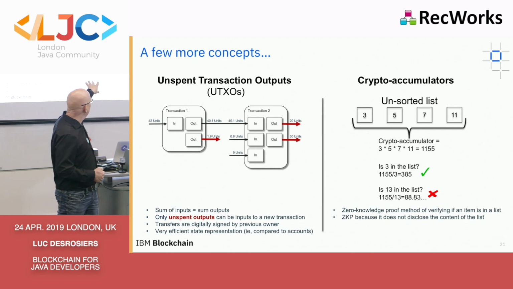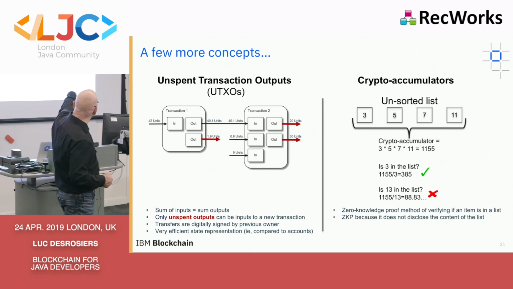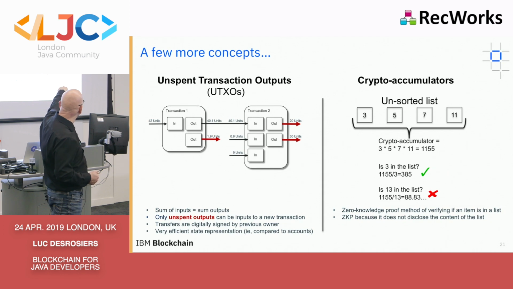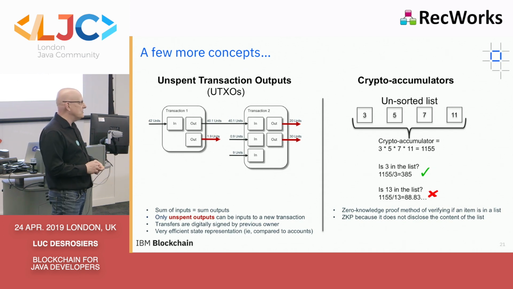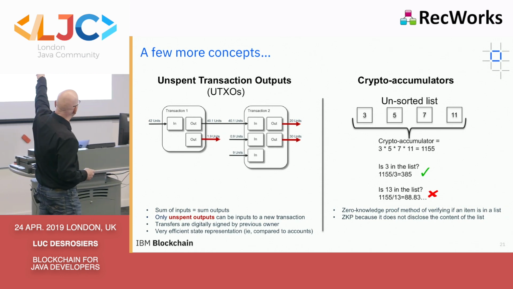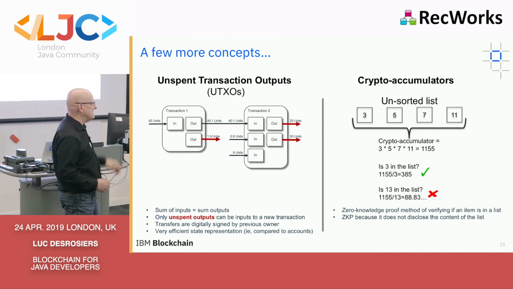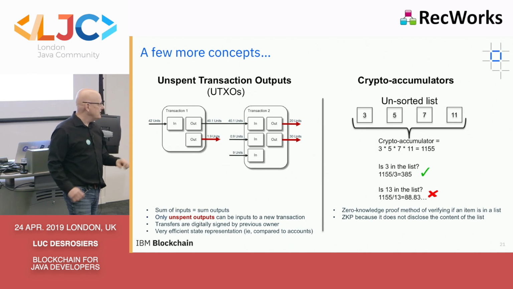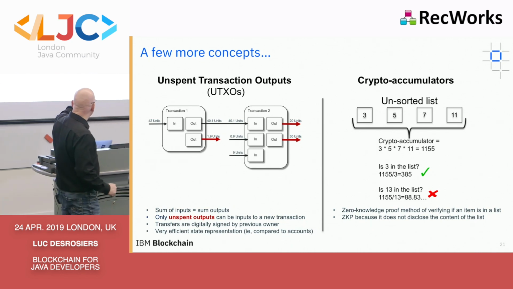If I take 3, 5, 7, 11, if my calculations are right, and I multiply them all together, it amounts to 1,155, right? So from that point on, if I delete that list from the top, and I just say my crypto accumulator at this point is 1,155.